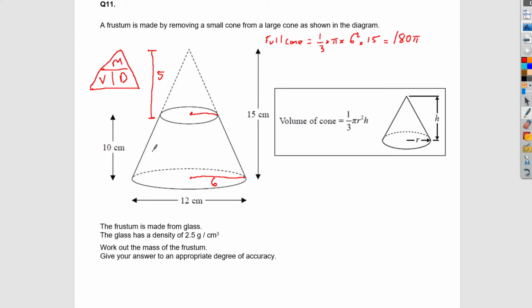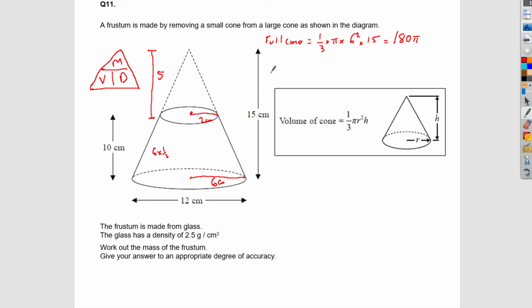So if I go 6 times 1/3, I know that the radius here is going to be 2 centimeters. That is 6, that will be 2, as they are similar shapes, and therefore the sizes are proportional as well as the radius. Okay, so we got that.